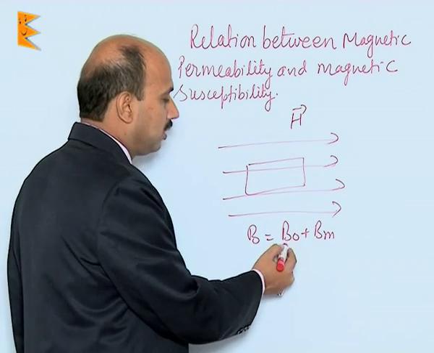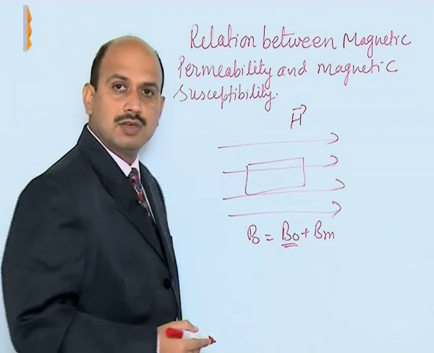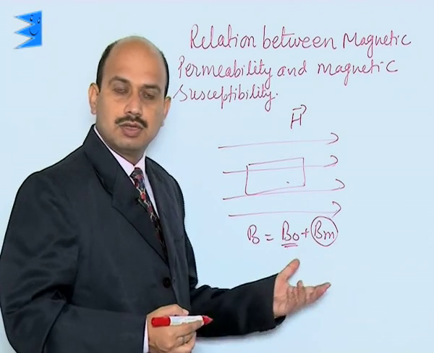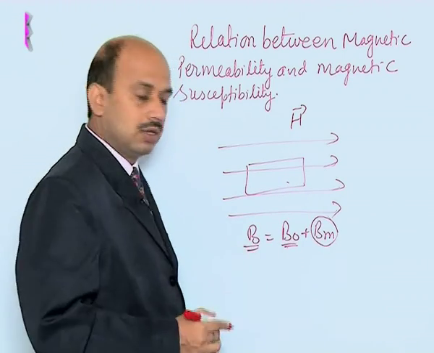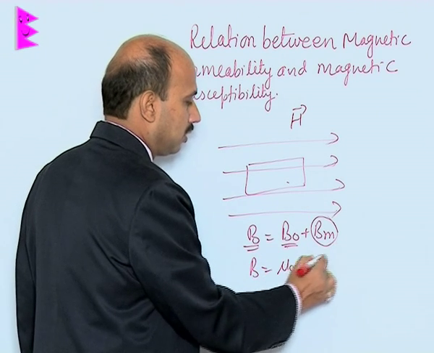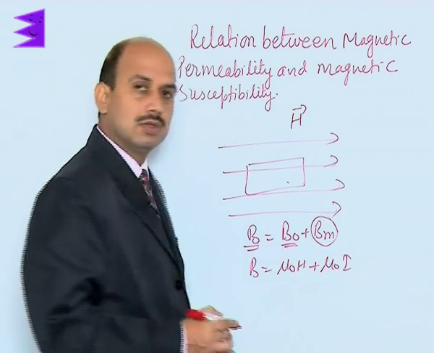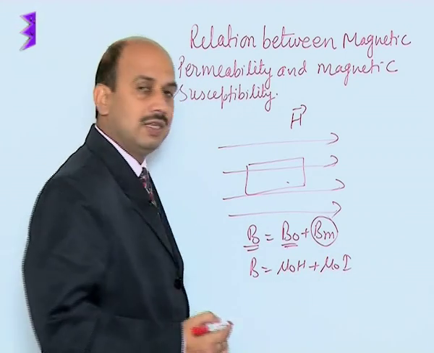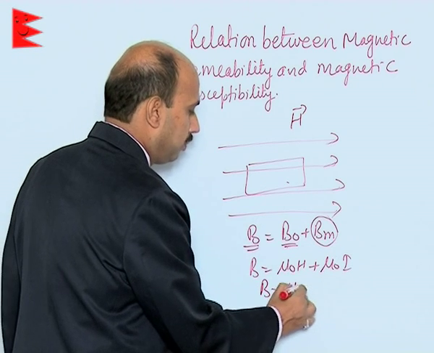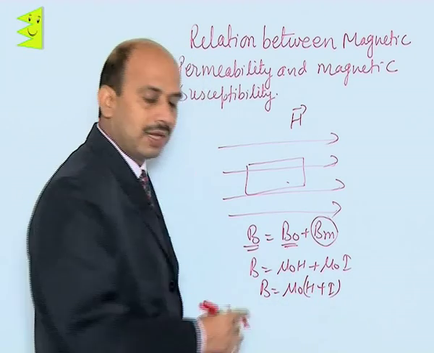So, B naught is here the magnetic field, induced magnetic field in the free space, and B m is the magnetic field inside the magnetic material, and this is the total B. So, we can write here B is equal to mu naught H plus mu naught I, whereas I is known as intensity of magnetization. So, we can write B is equal to mu naught H plus I, here we can take common.